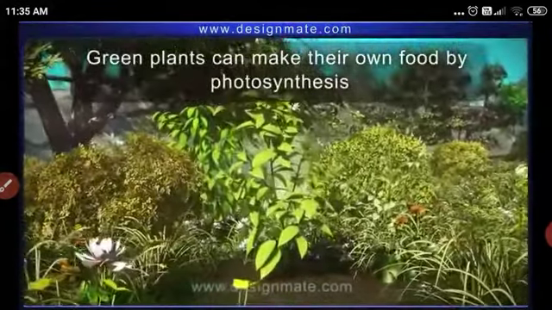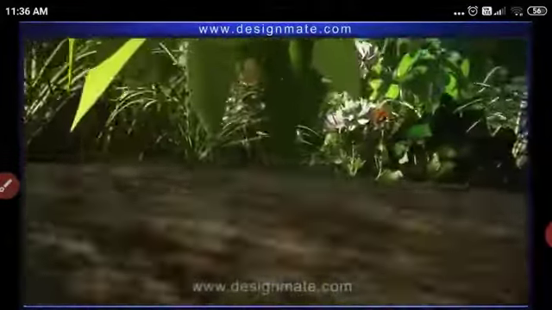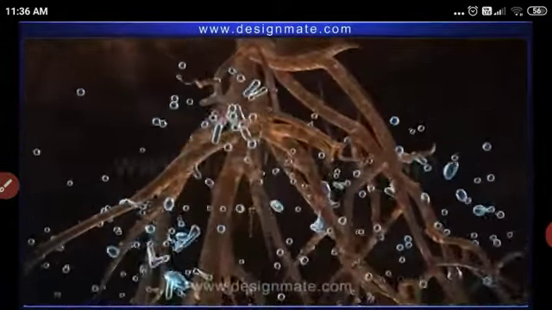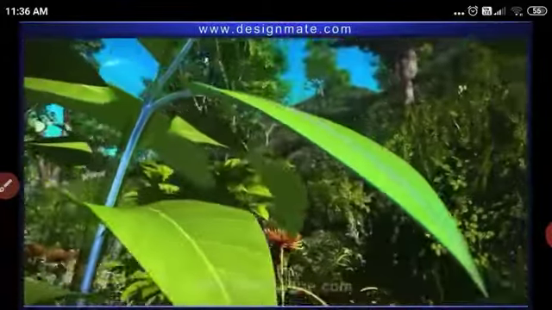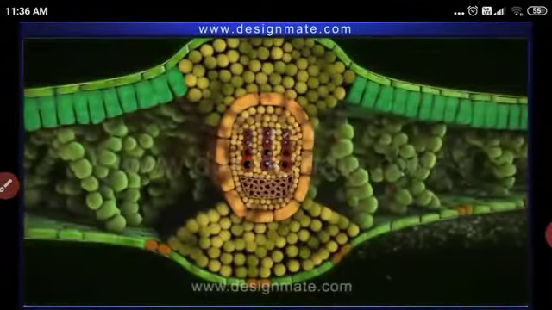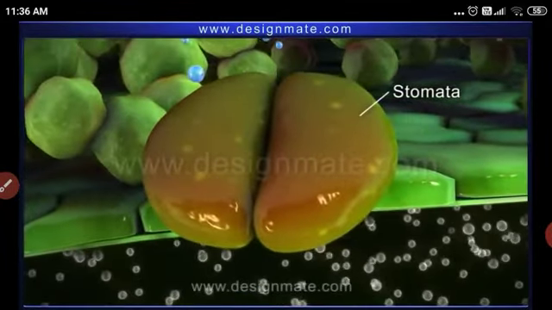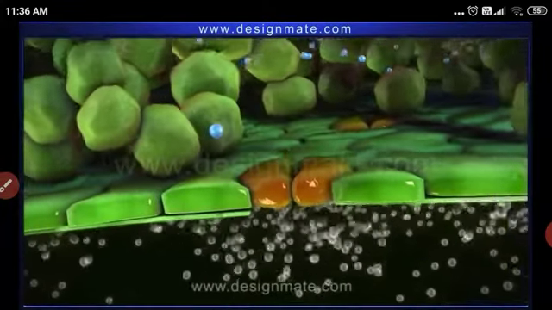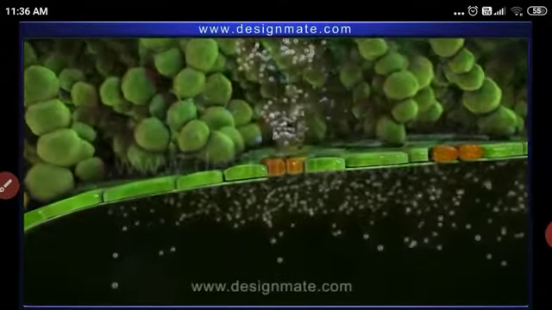The green plant makes its own food by the process of photosynthesis. The leaf is very important. The root is very important. The root absorbs the water and transports it through the xylem tissue to the leaf. The leaf has a chlorophyll pigment, and the stomata absorb the carbon dioxide from the atmosphere. The carbon dioxide and water molecules are the raw materials of the process of photosynthesis.